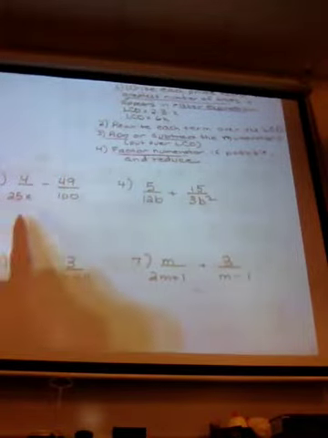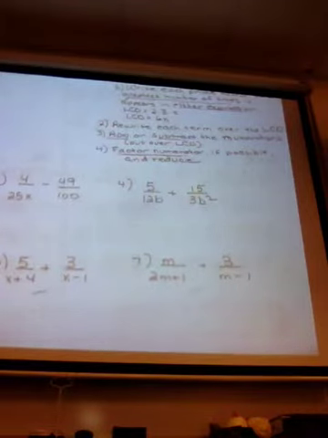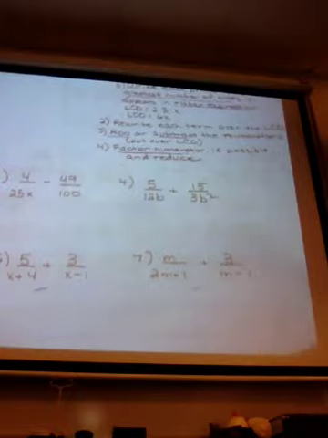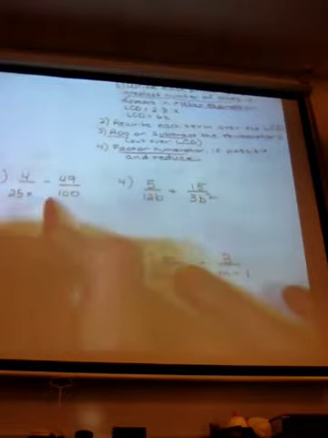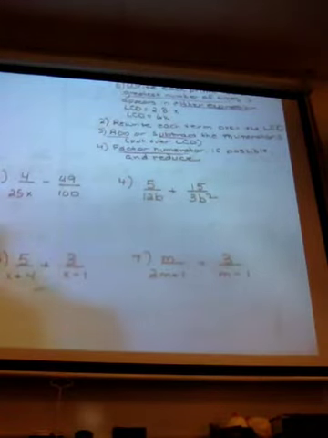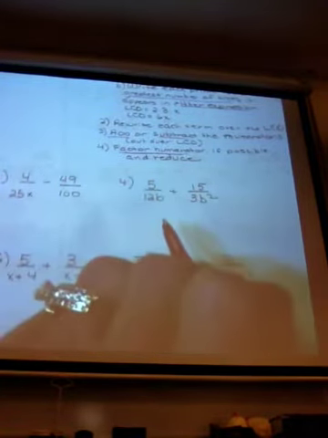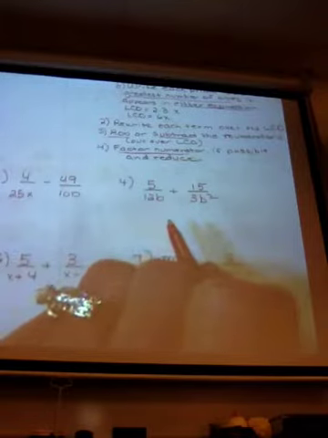Jordan, what would be the common denominator here? Pardon? 100? I don't agree. 25. 100x. Thank you. You have to include everything. Now, it's not 2,500. That's not the lowest common denominator.